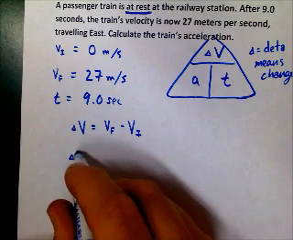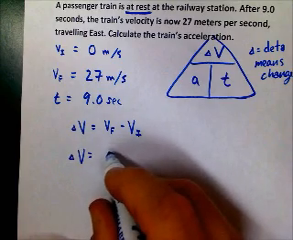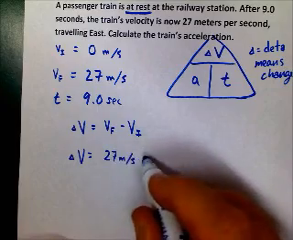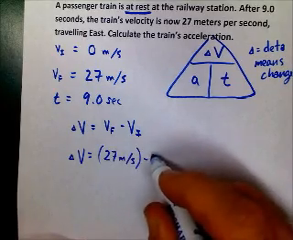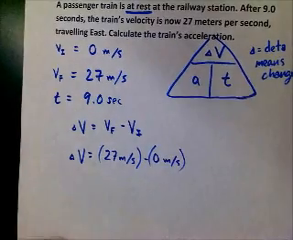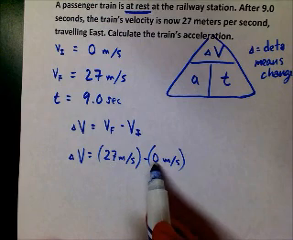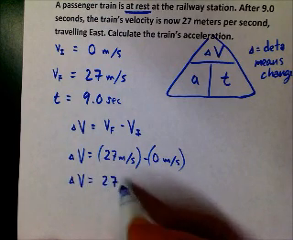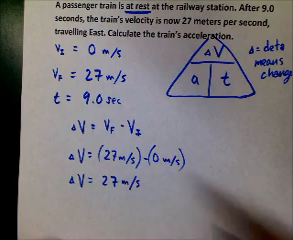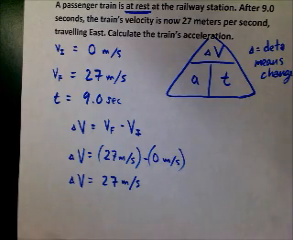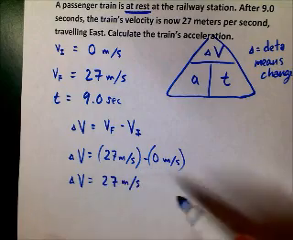So we have change in velocity equals 27 meters per second minus 0 meters per second. Okay, so when we put that together, 27 minus 0 is obviously 27. Now, that might seem obvious in this problem, but in a lot of problems, it's not going to be minus 0. It's going to be some other number that you're going to have to subtract. So we're looking for the difference, and we found it.